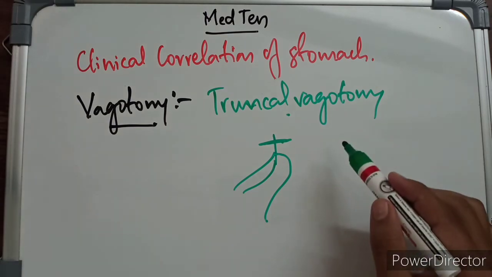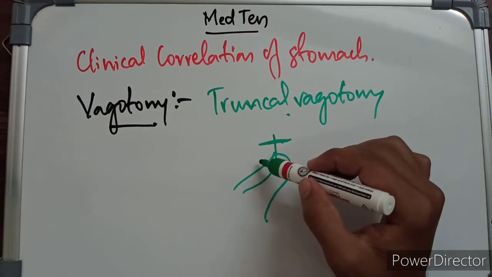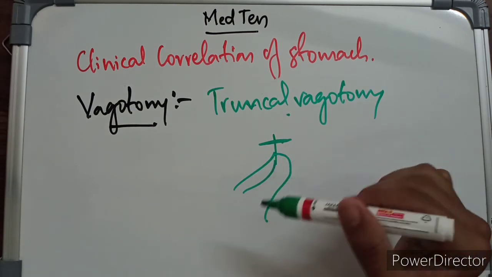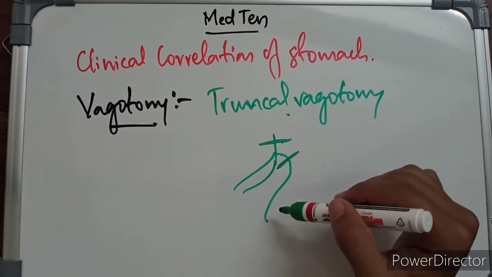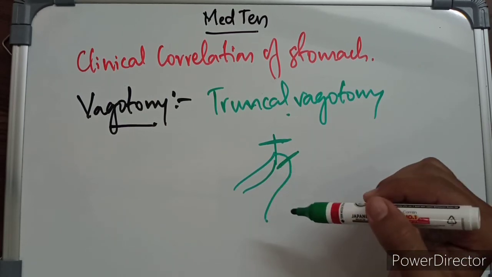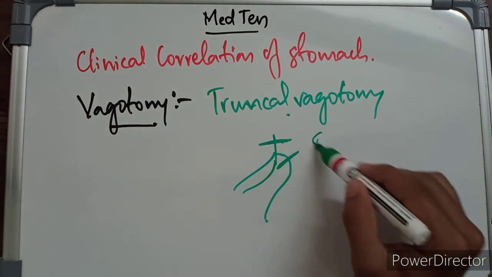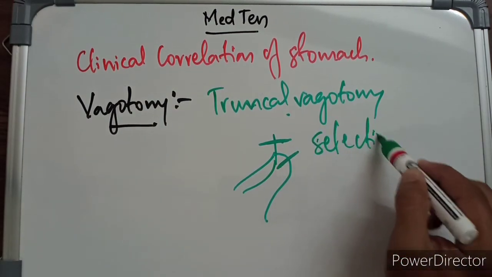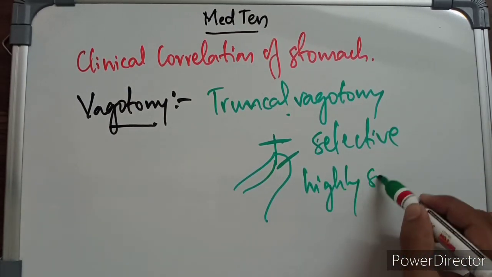Another one is the selective vagotomy. In selective vagotomy, they will spare the hepatic and the celiac branch, and they will cut specifically the anterior nerve of Latarjet, which is supplying along the anterior part of the stomach. And there is another procedure called the highly selective vagotomy.